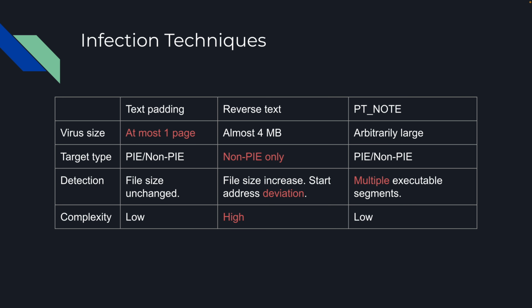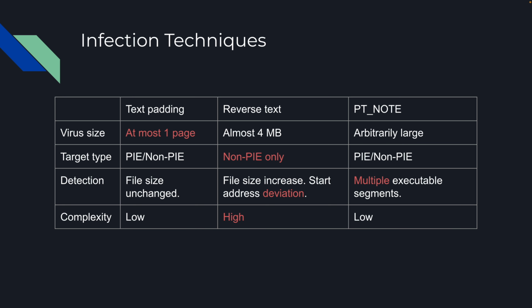Both PT node and reverse text infections are pretty easy to discover, even with just bare eyes. The reverse text infection has the highest complexity because we have to shift all sections to make space for our virus. This leads to more code to perform the infection.